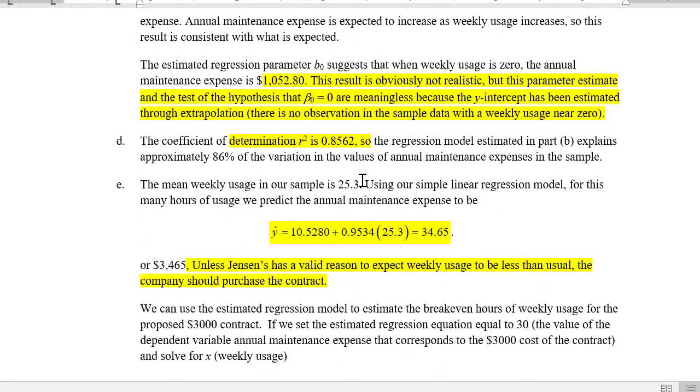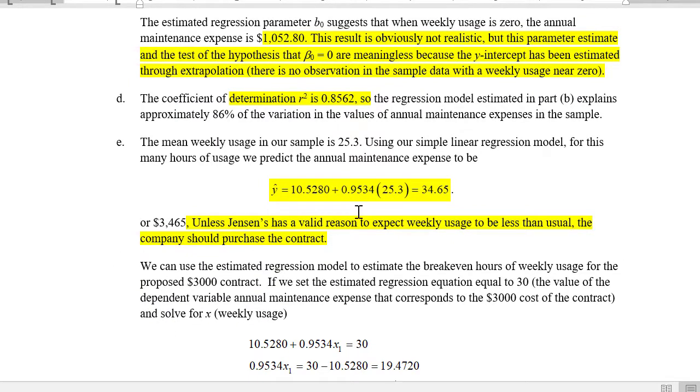Then there was a part E that says, okay, if you had, I believe it was break-even hours or weekly usage for the proposed $3,000 contract. I wanted you to go ahead and determine what that value of that contract would be for the average number of hours. And yes, that's less than what it would be expected, and so then you would go ahead and purchase. And I even gave this example and put it up as a video on the website.